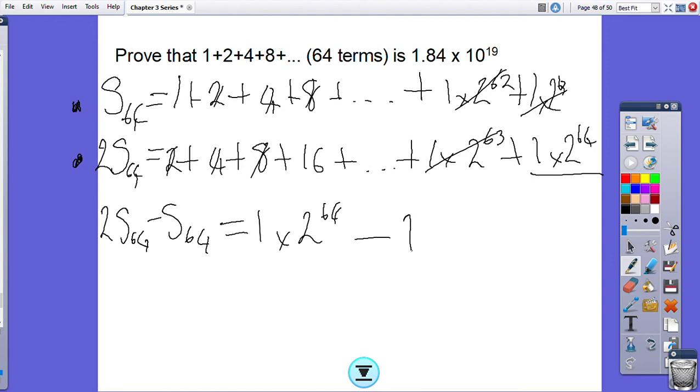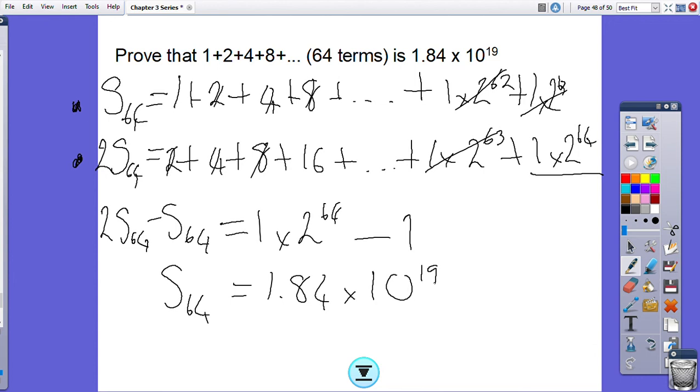Now let's have a look at the left hand side of this sum that we've just created. 2 lots of s64 minus 1 lot of s64 is just going to be 1 lot of s64. And on the left hand side you've got just 1 lot of s64, but on the right hand side you've got 1.84 times 10 to the 19. Okay. So that's a lot of rice, more rice than there is in the universe or something.